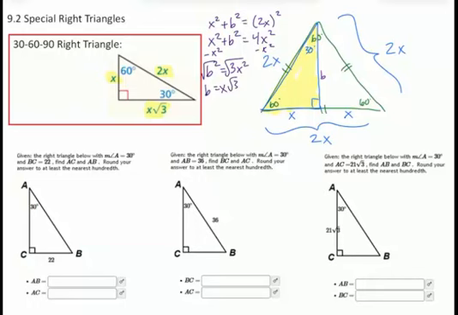Ideally, you just remember the pattern. You have x root 3, 2x. Okay, that is the pattern that you have for 30, 60, 90. So x root 3, and 2x are your three measurements.